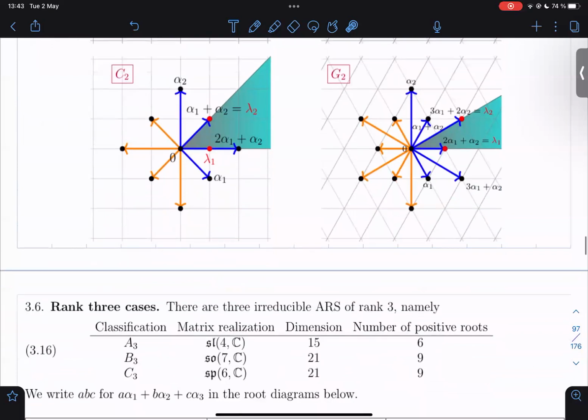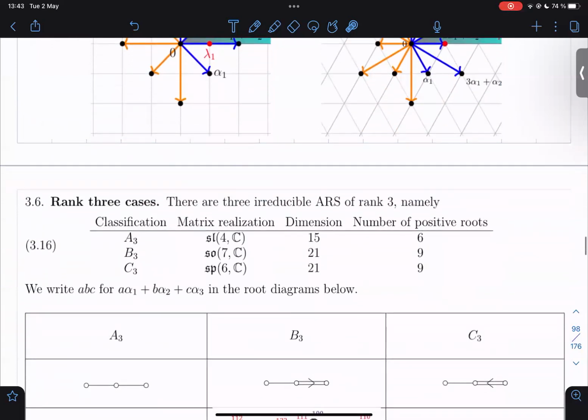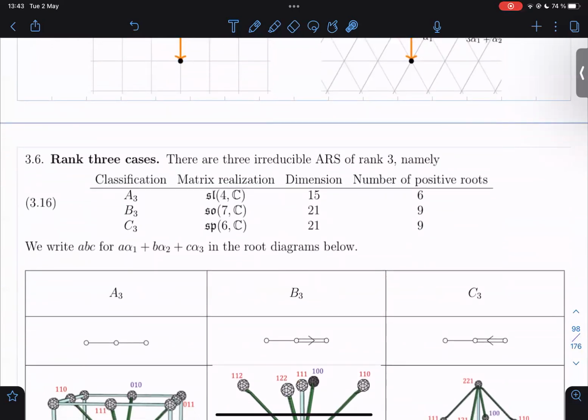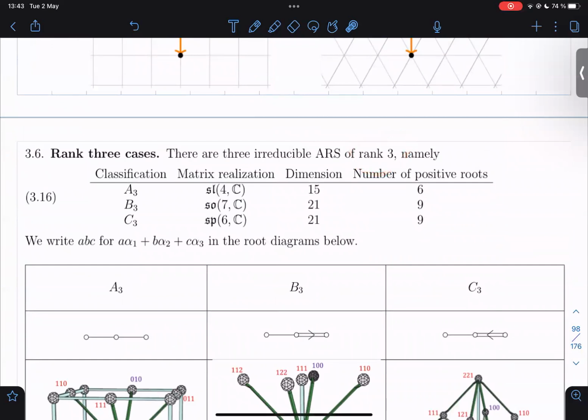You can start going to higher dimensions. So in rank 3, there are 3 irreducible abstract root systems of rank 3. Rank here for these root systems is, as usual, the dimension of V, or the dimension of your Cartan subalgebra. Okay, so you have A3, which is SL4, B3, which is SO of 2 times 3 plus 1, so SO7, and then C3, so Sp of 2 times 3, which is 6.